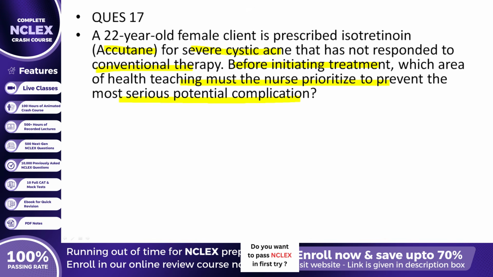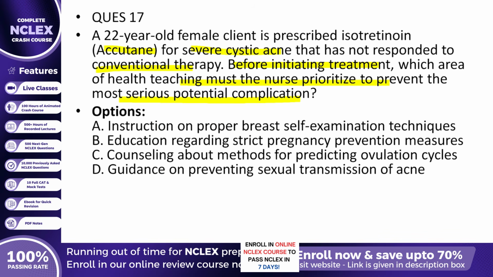Option A is instruction on proper breast self-examination techniques. Option B is education regarding strict pregnancy prevention measures. Option C is counseling about methods for predicting ovulation cycles. And option D is guidance on preventing sexual transmission of acne. The correct answer is option B, education regarding strict pregnancy prevention measures.